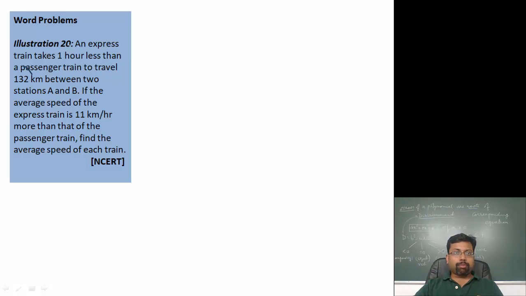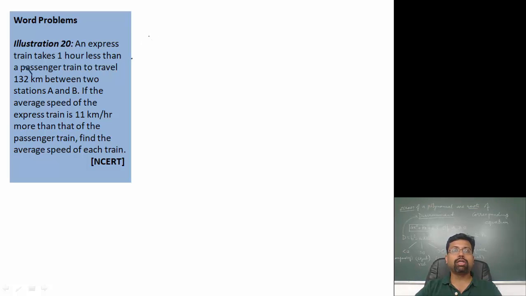Okay, so now the next problem says that an express train takes 1 hour less than a passenger train to travel 130 kilometers between two stations A and B. If the average speed of the express train is 11 kilometers per hour more than that of the passenger train, find the average speed of each train.